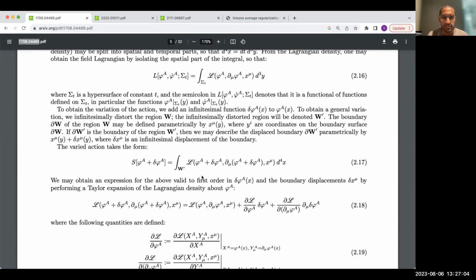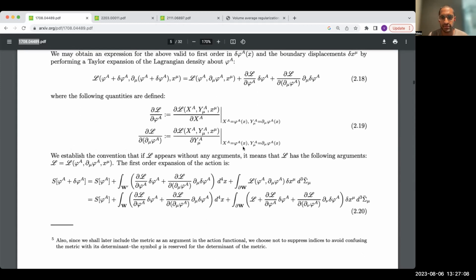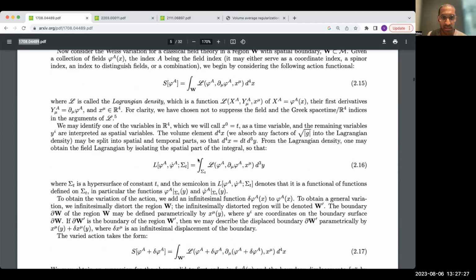So if we proceed, then the procedure is not all that different from what we saw in the mechanical case, except what we're going to do is we're actually going to vary this term x mu. So we're going to get an extra term on the boundary, which is the evaluation of the boundary integral of the Lagrangian delta x mu, right? So what's going on there?